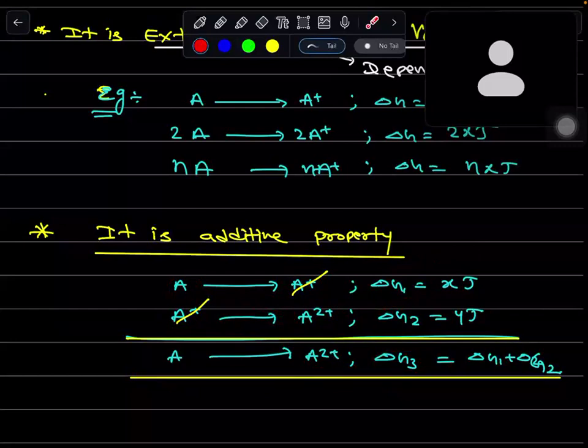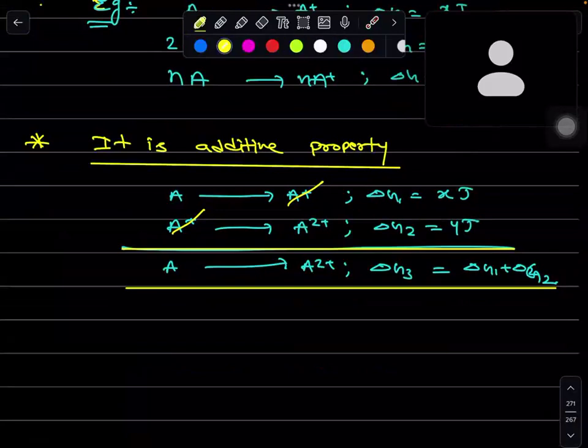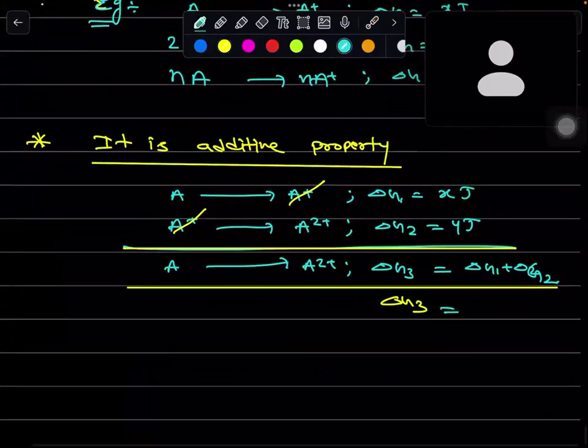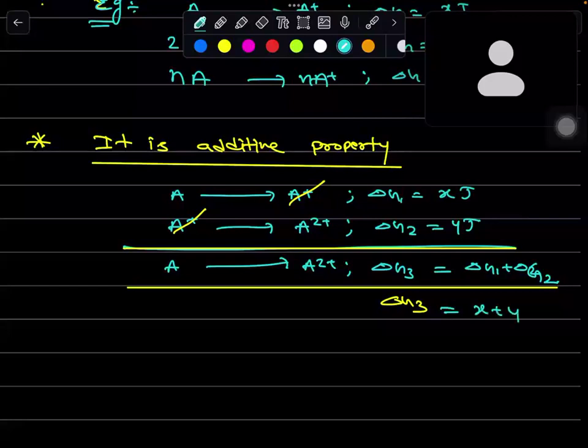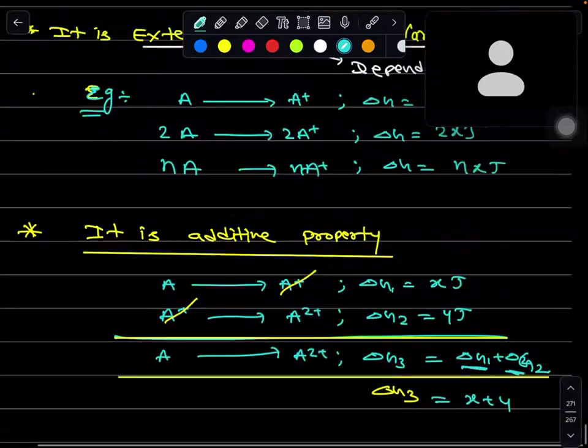Is it clear? Yes, sir. So I can write that del G3 is equal to x plus y, because del G3 equals del G1 plus del G2, so that is x plus y. We have simply added. This is the additive property of del G. Similarly, copy this one, sir.